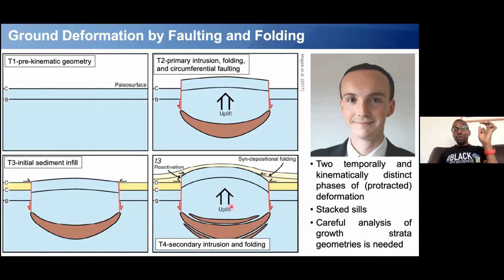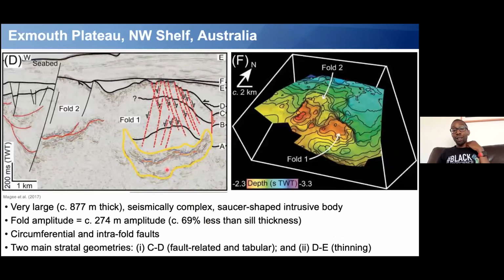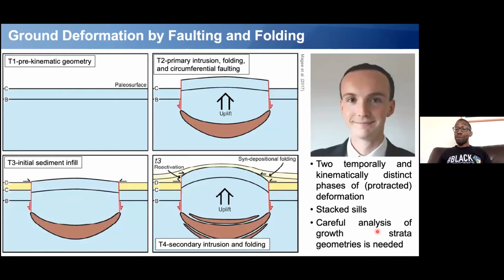Now, the reason we quite like this is if you go back to the seismic example, how gnarly these sills looked, this could simply be a number of clustered sills with slivers of host rock between them. So it's not really 877 meters thick, as we've shown here with the yellow lines. It could be much thinner in terms of the actual igneous material, which would also explain this apparently huge discrepancy between the fold amplitude and the sill thickness. And we just need to be careful when we're using growth strata.